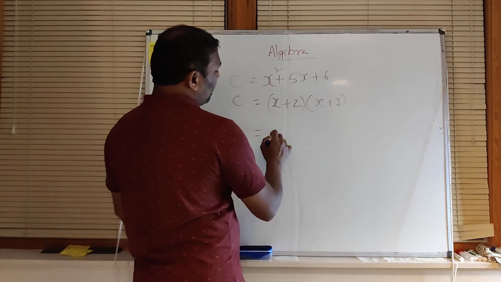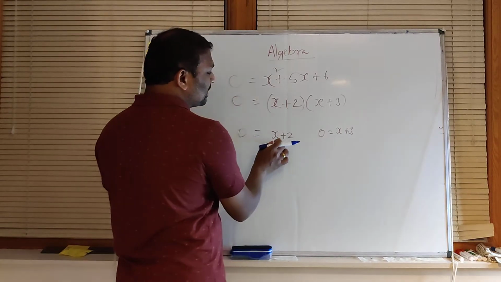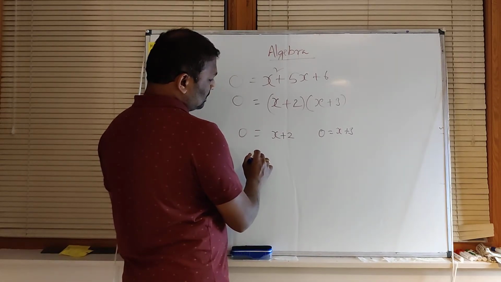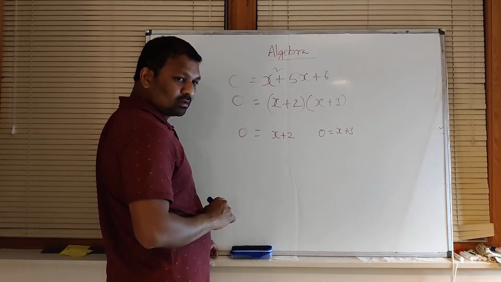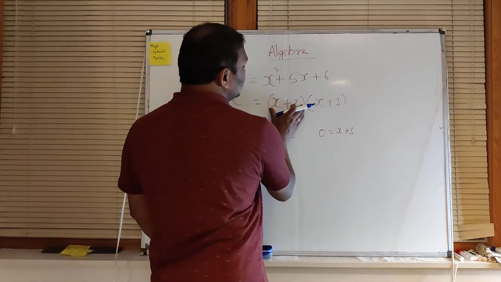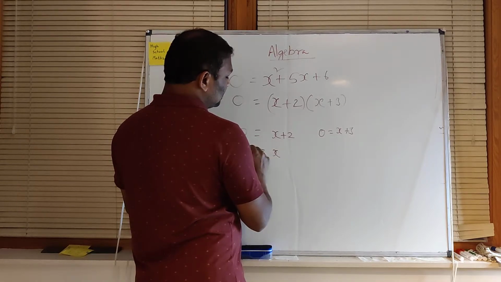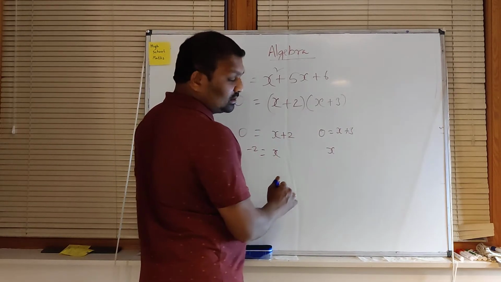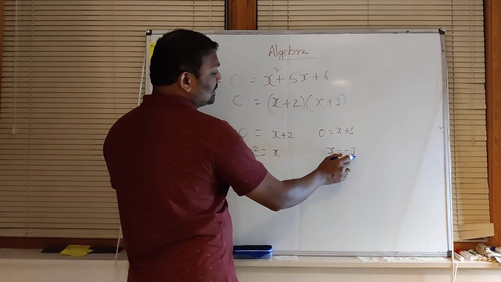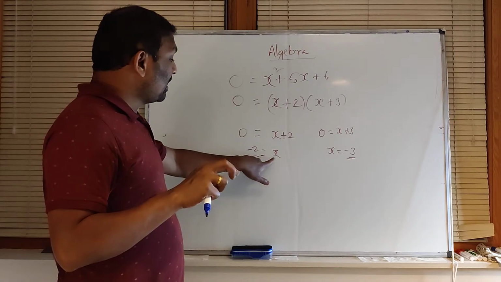x plus 2 is 0 and x plus 3 is 0. The factors are x plus 2 and x plus 3. It doesn't matter about the brackets; the key point is that this is one factor and this is another factor. Equate this factor to 0, you get x equals minus 2. Equate this one to 0, you get x equals minus 3. So what are these minus 2 and minus 3? Those are the 2 points on the x-axis.